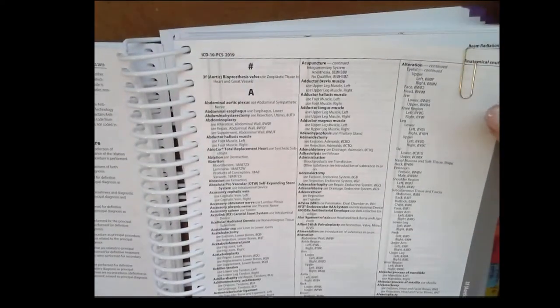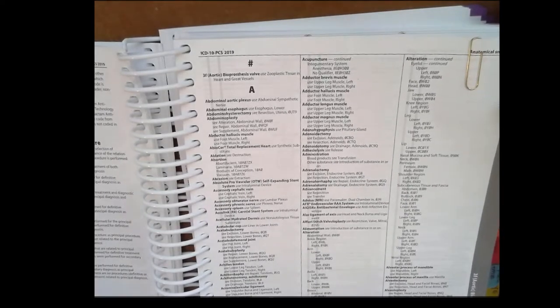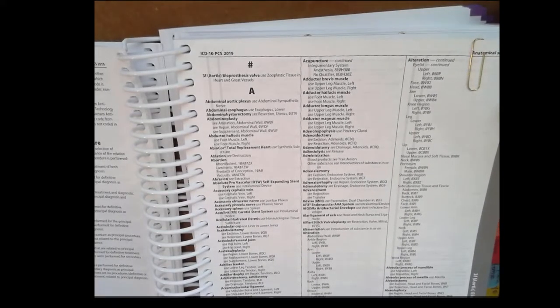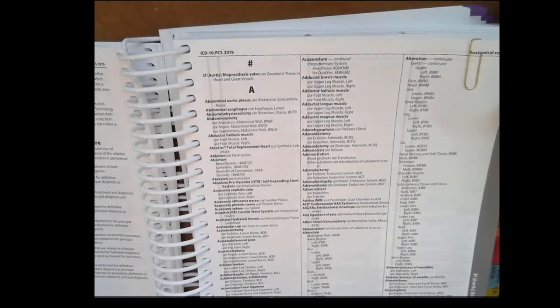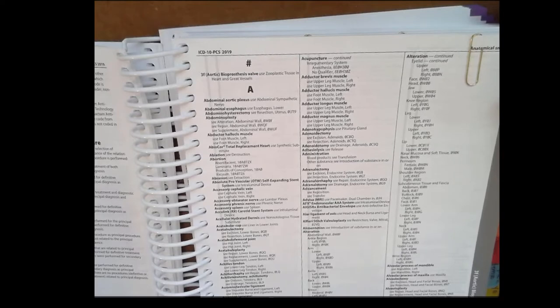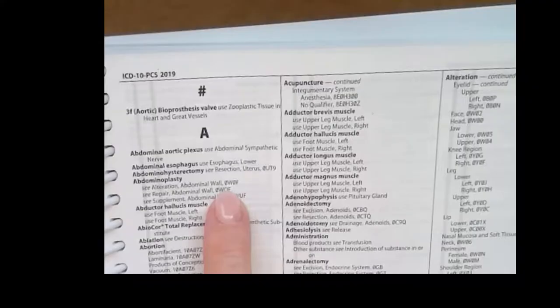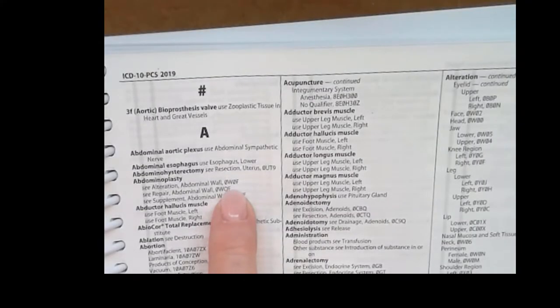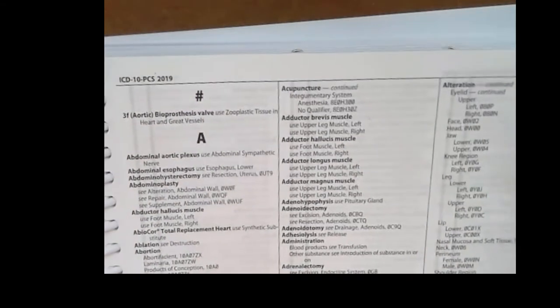Here's your index for the PCS codebook. Your main term in the PCS codebook can be the root operation. It can be the name of the procedure. It can be a body part. So really similar to ICD-10-CM, you're going to be trying different things as your main term. And once you find them, you'll see, for example, under alteration abdominal wall, it gives you 4 characters to take you to that table in order to begin your work to assign the code.